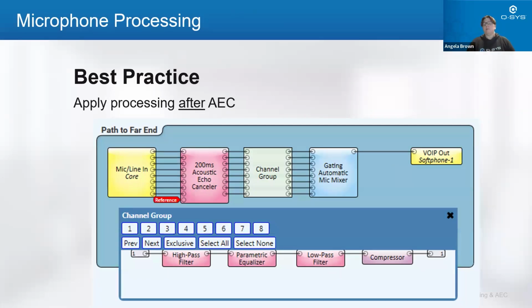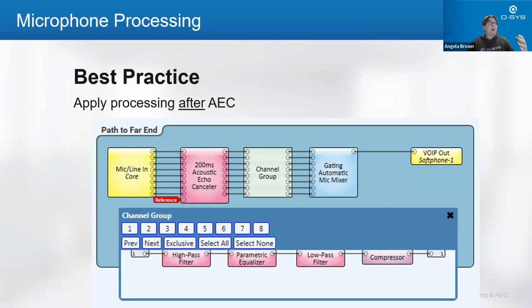When we bring in our microphones, we definitely want to do something to make them sound good. Leaving them unprocessed is maybe fine if you've got a fantastic microphone, but when you start getting into microphone arrays and table microphones and all of those things, there's a lot of processing that we actually want to do to make it sound good to our far end participants. So we're going to insert processing.